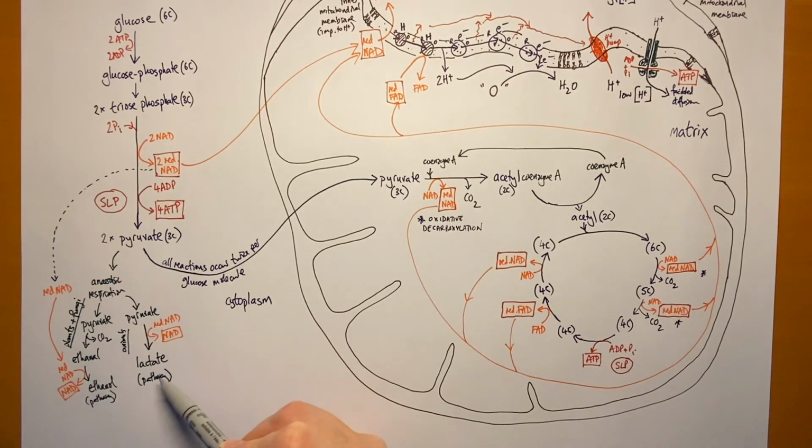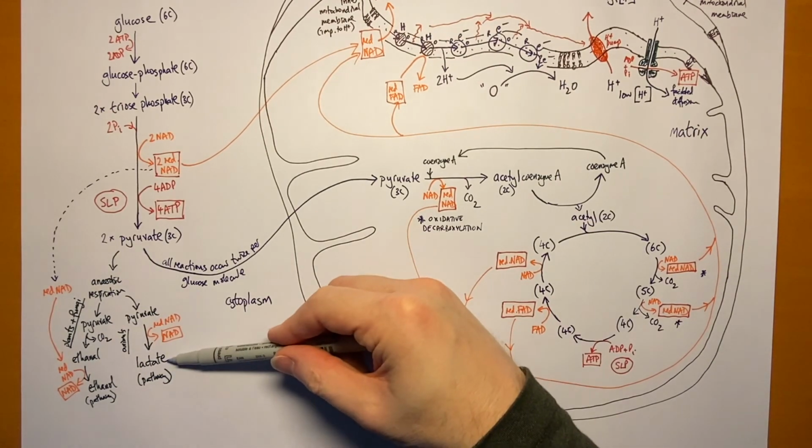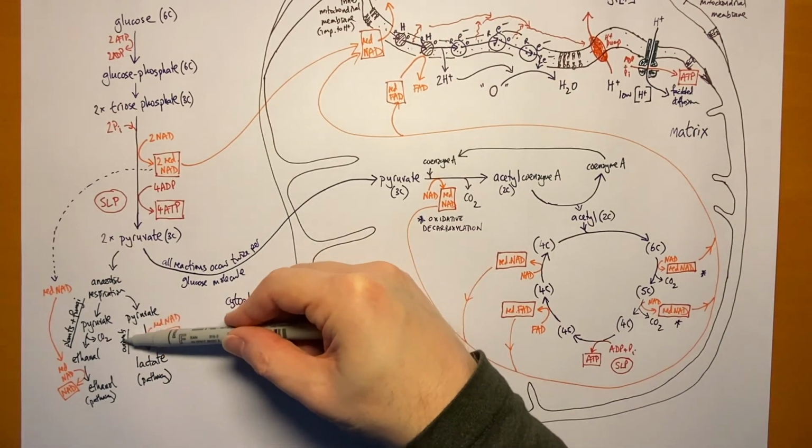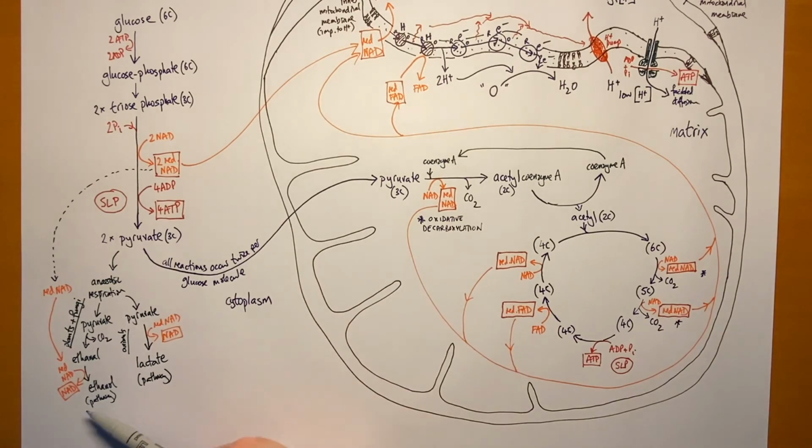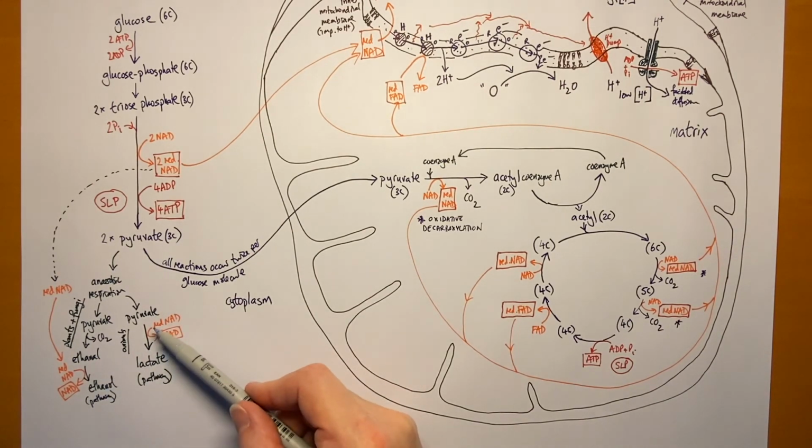Now, the important thing here is that no carbon is being lost, and therefore this lactate can build up. But when oxygen becomes present again, it can be reversed. So this is a reversible reaction. Here, this is not reversible because we're getting rid of carbon dioxide, but here it is reversible.